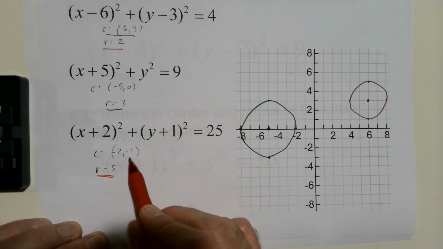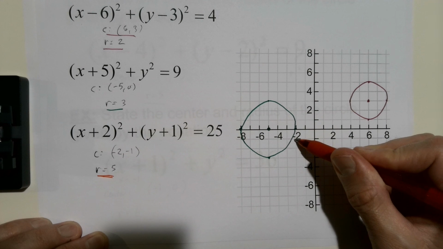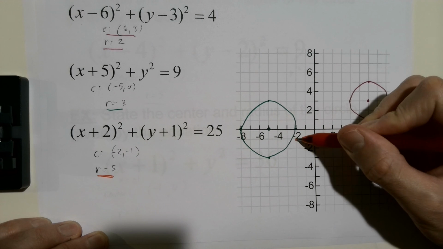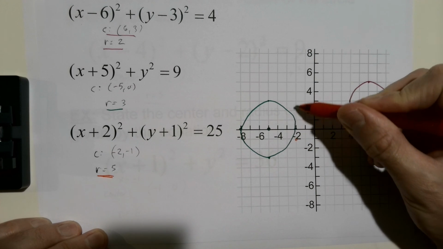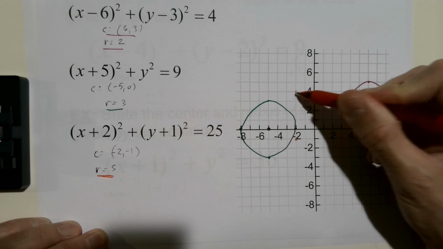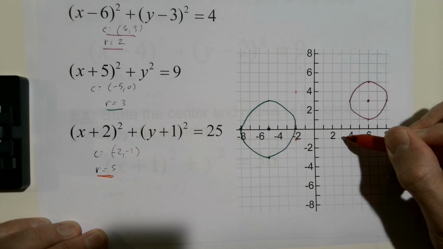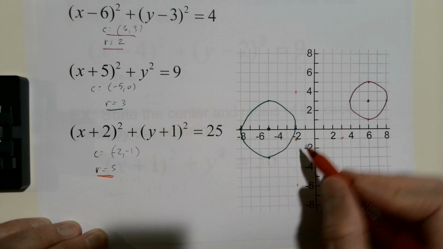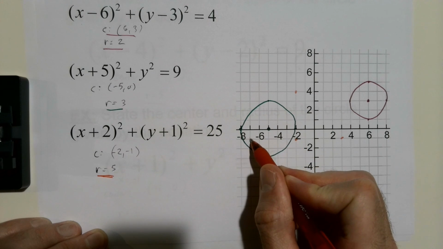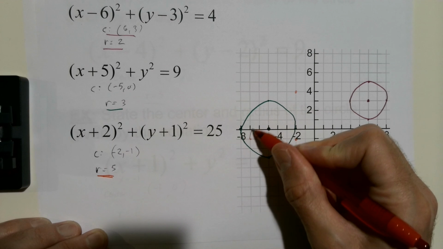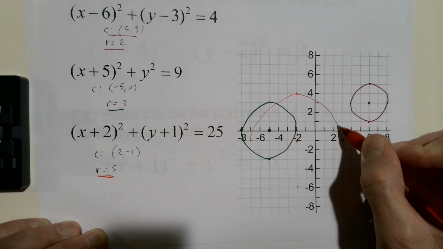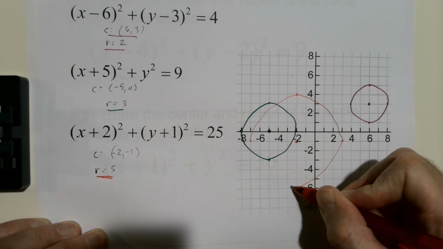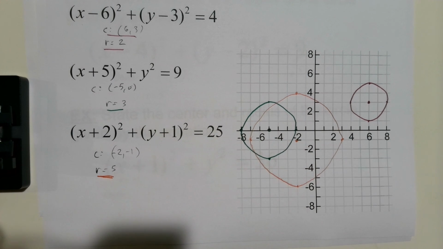So I need to go back 2, down 1, plot my center, and then go up 5, and then right 5, down 5, and left 5. It's a big circle there. All right, you get the idea.